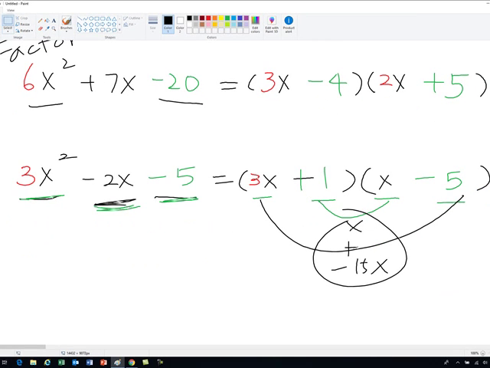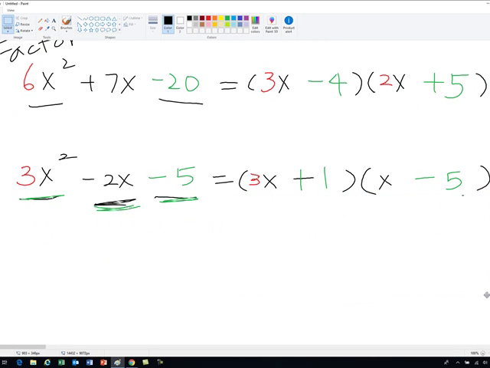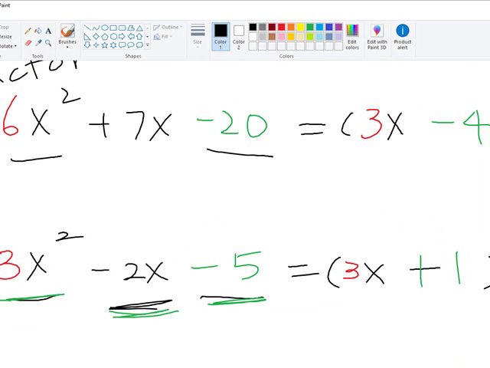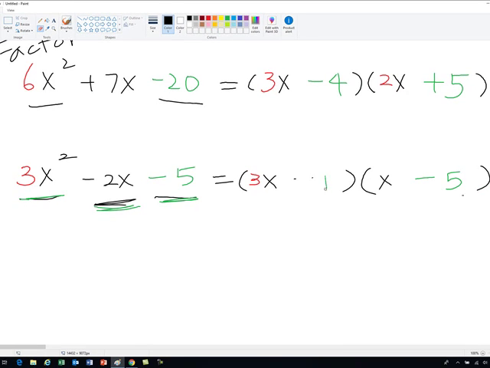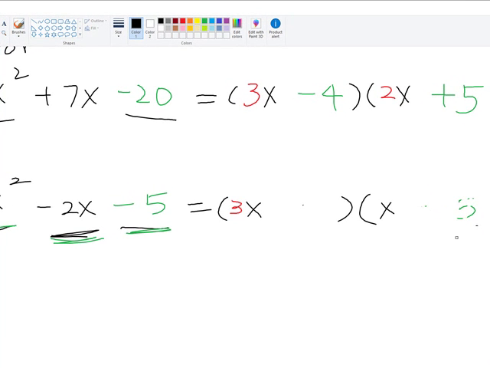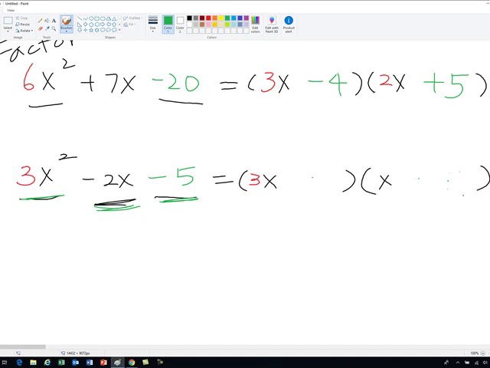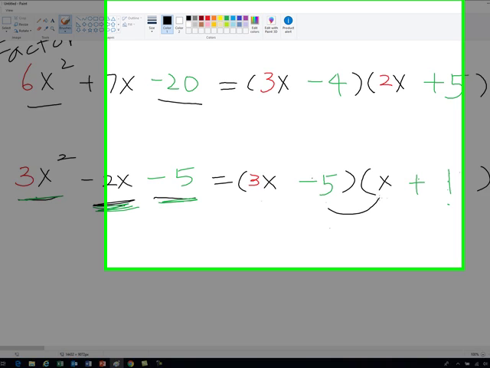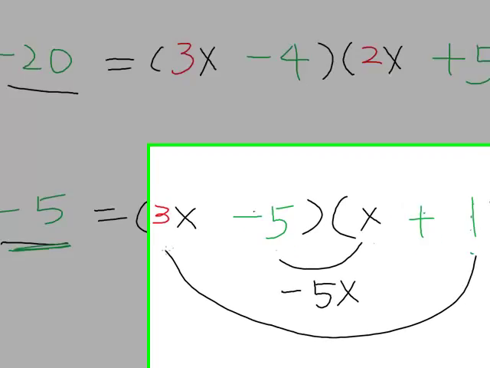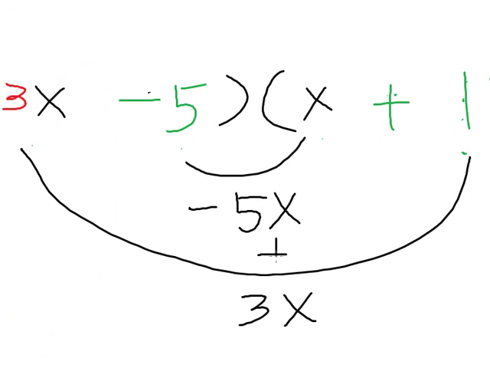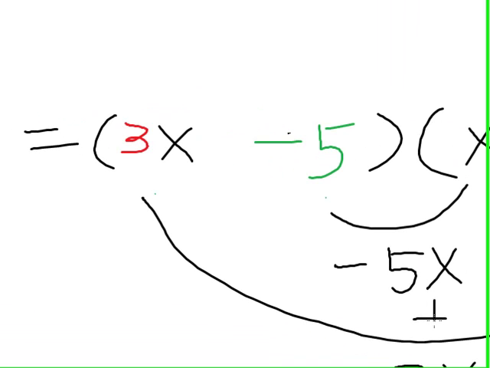So let's try that again. So what if I put negative 5 over here and plus 1 here? And now let's check. So 3x times x is still 3x squared, that's good. Negative 5 times positive 1 is negative 5, that constant term matches. Now let's look at the middle term. If you multiply negative 5 times x, negative 5x, plus 3x times 1, that's 3x. Add them together, negative 2x. Now we factored correctly.